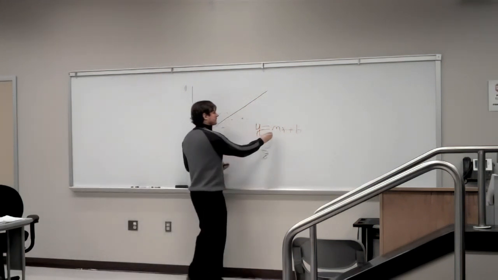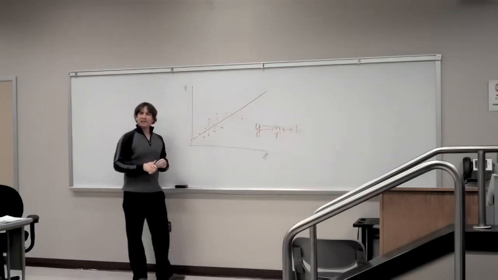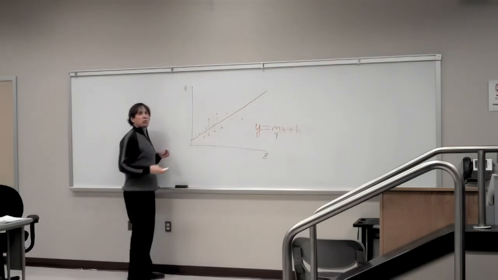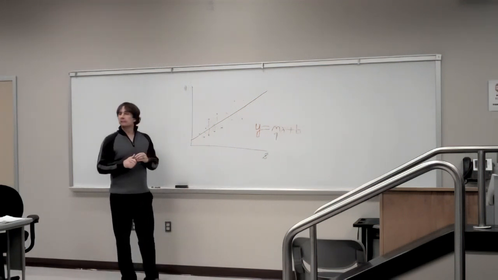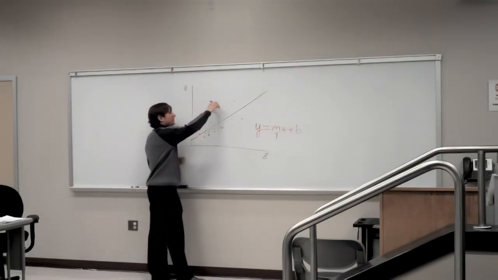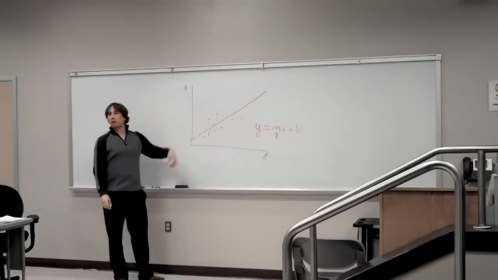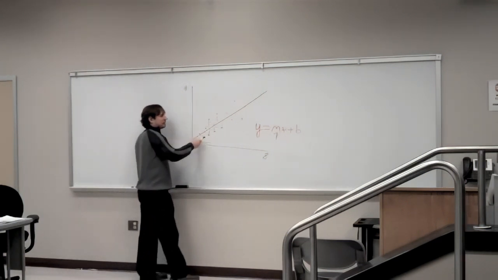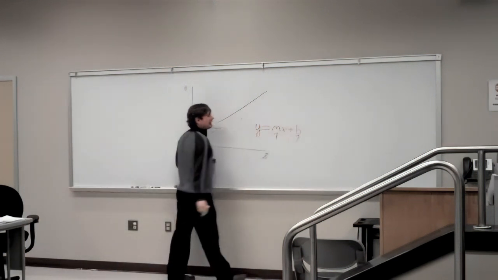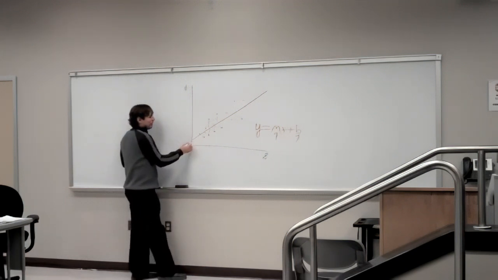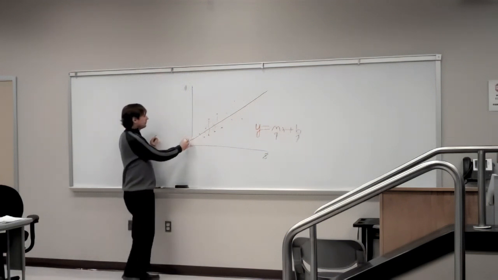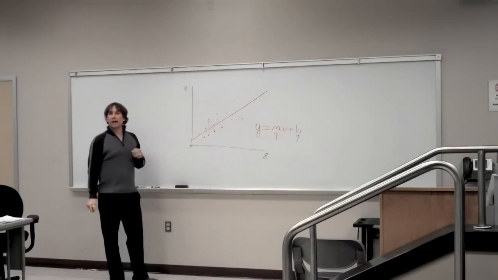M is the slope of the line. And what that means is, if I increase x by 1 unit, how much does y go up or down? That's what m is. So if m is negative, that means my line is going to be going down. As x goes up, y goes down. If my m is positive, as x goes up, y goes up. B is my y-intercept, which means what value does y have when x is 0? So if x is 0, what value does y have at that point?